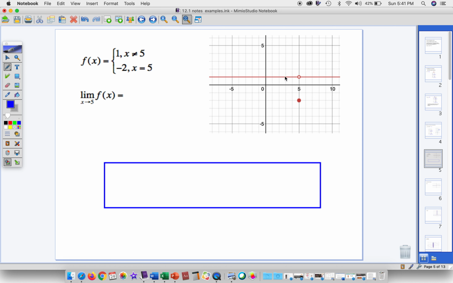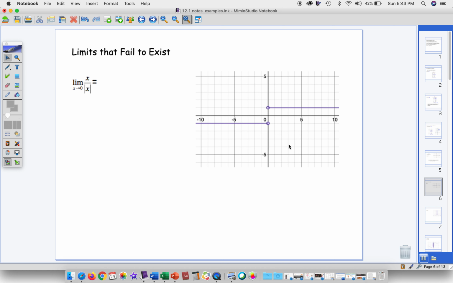Okay, limits that fail to exist. Here we have the function x over the absolute value of x, and we're looking at the limit as x approaches 0, which is another important thing to bring up. In a lot of the cases we've talked about just now, I could calculate the limit as x approaches other values without any issues because the graph is continuous there. So keep that in mind, because when we're talking about limits that fail to exist, it only fails to exist as x is approaching 0 for this particular graph. If I asked you for the limit as x approaches 5, you would say 1, because on either side of x equal to 5, the y values are approaching 1.